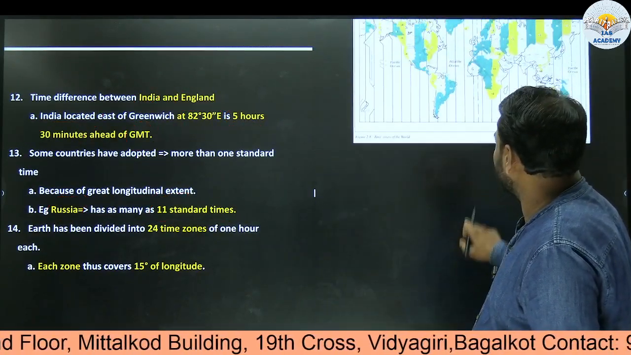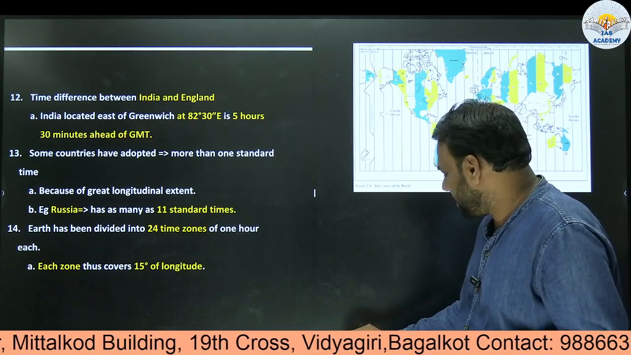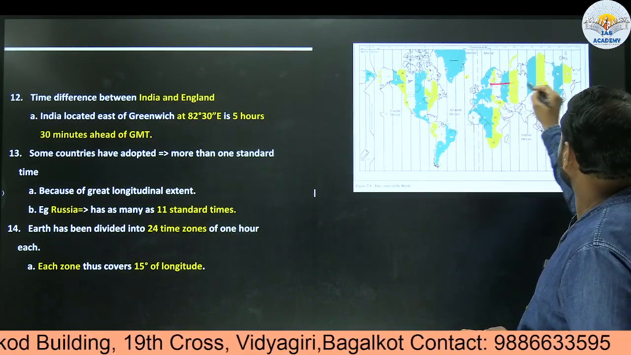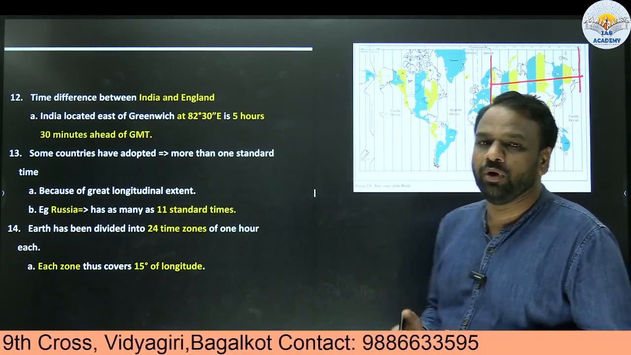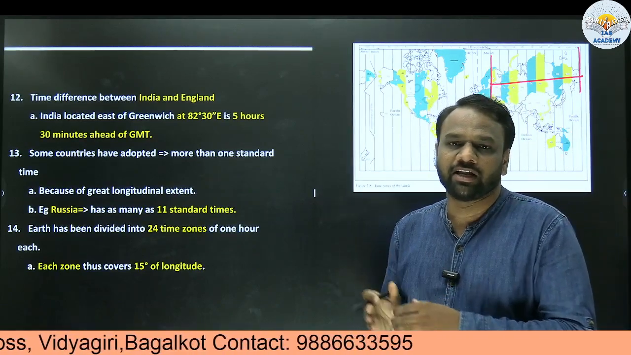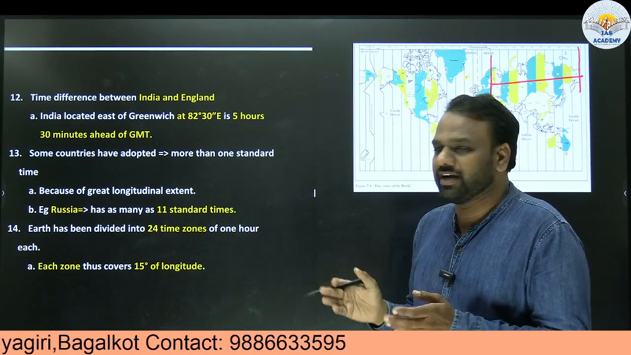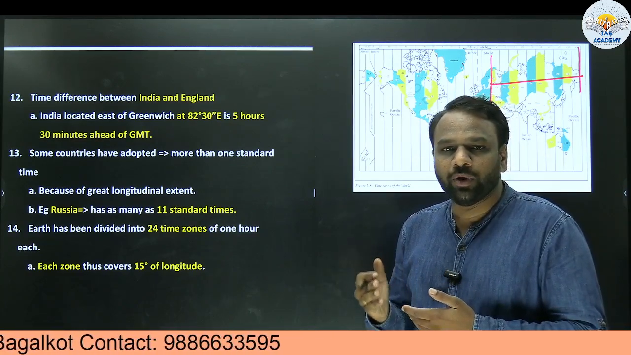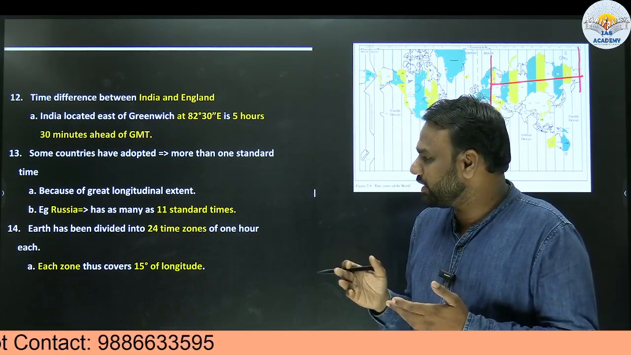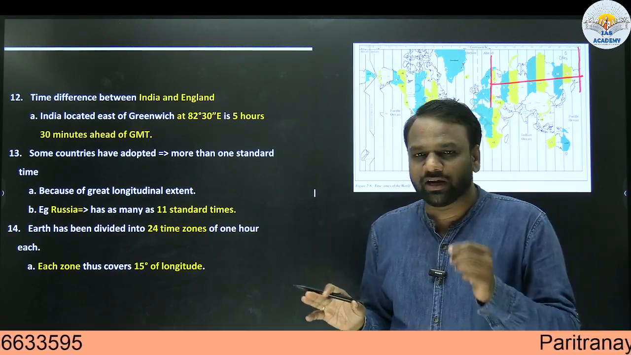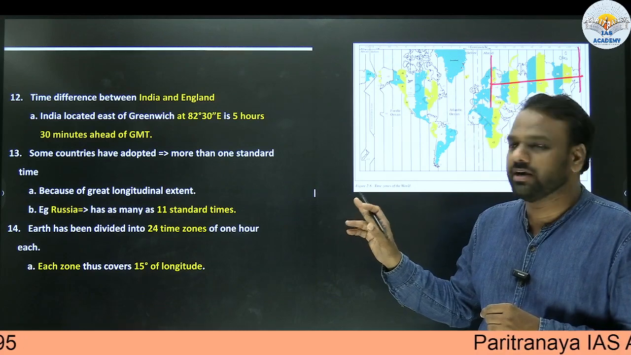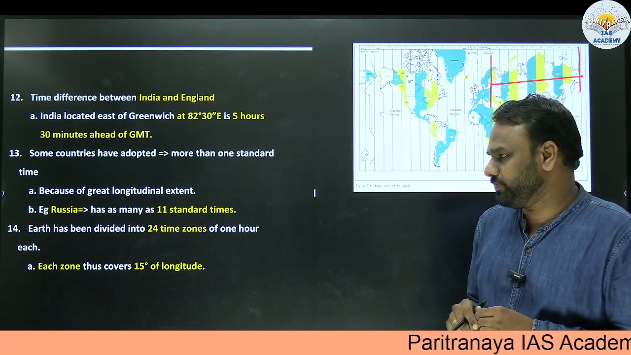Why? If you look at the geographical extension of Russia, the longitudes extend from here to here. It would be very difficult for them to maintain one single standard time, so that's why they follow 11 standard times. How they achieve synchrony between them is beyond our scope of discussion. But here we got to know that Russia has close to 11 different standard times.